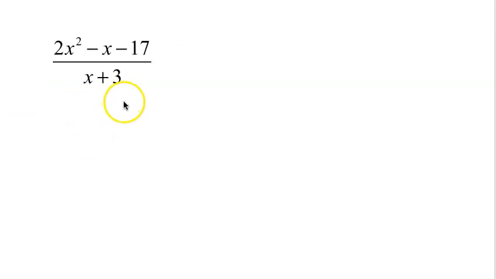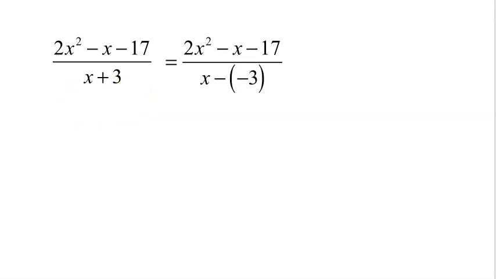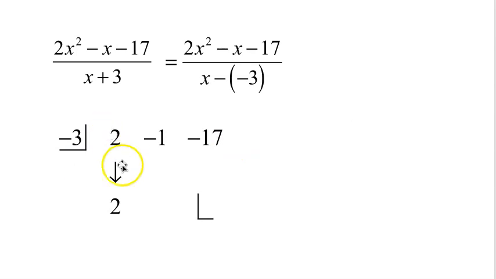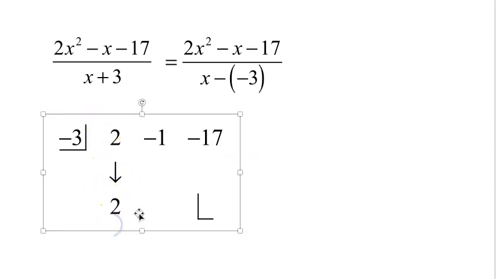So our next one is not x minus something, it's x plus 3. But we can think of x plus 3 as x minus negative 3. If that's the case, then the negative 3 goes outside. I have coefficients of x squared, coefficient of x, and a constant coefficient, so nothing is missing. So negative 3 goes outside. The coefficients of 2, negative 1, and negative 17 create our original step here. Then we bring the 2 down. The first term always comes down.